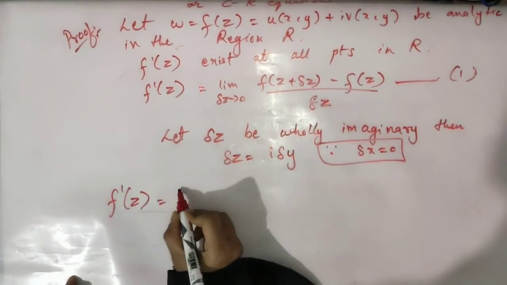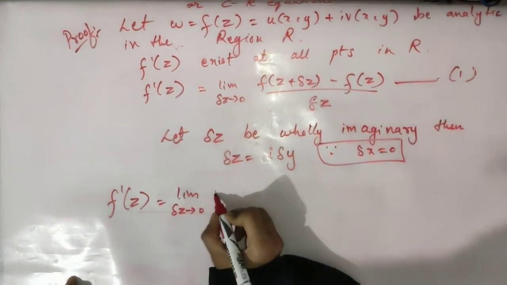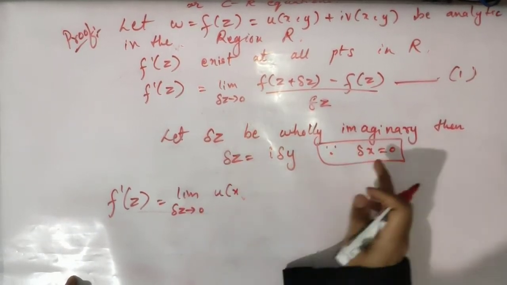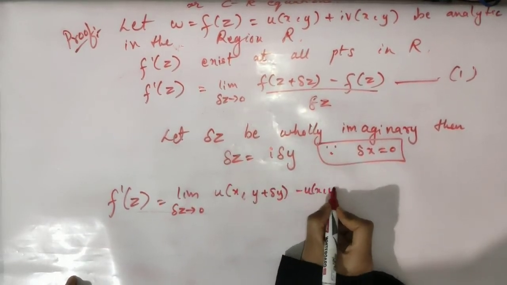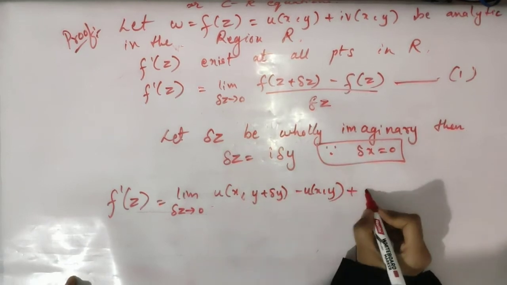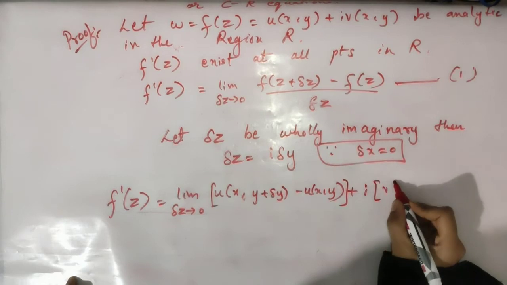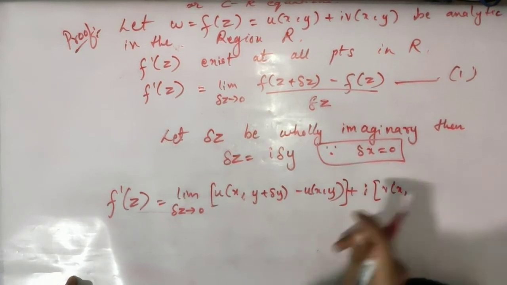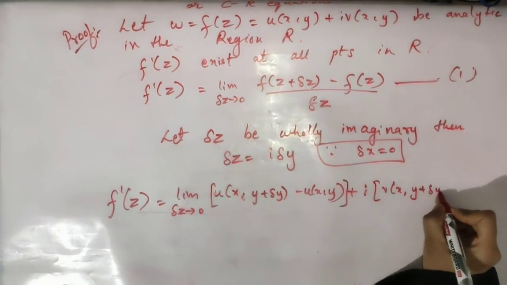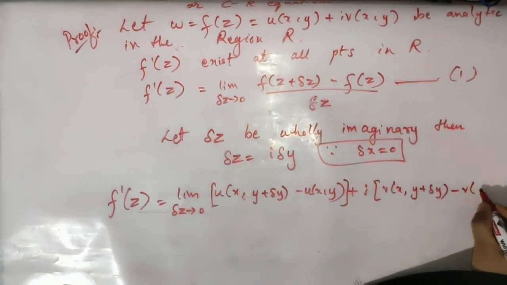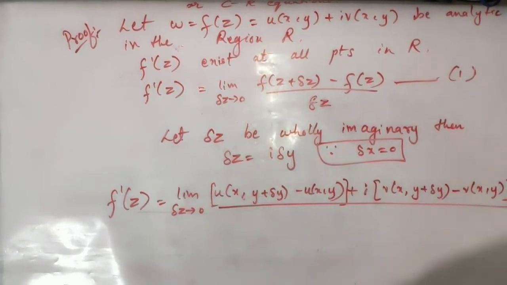So f dash of z is the limit as delta z tending to 0 of u of x plus, since delta x is 0, need not write that, y plus delta y minus u of x y, plus i into, this is the real part, the imaginary part we had in equation 2 as like this. Because delta x is 0, I am not writing it. Make it a note, and please maintain all of you the notes. It's very important to have a note of all my lectures.